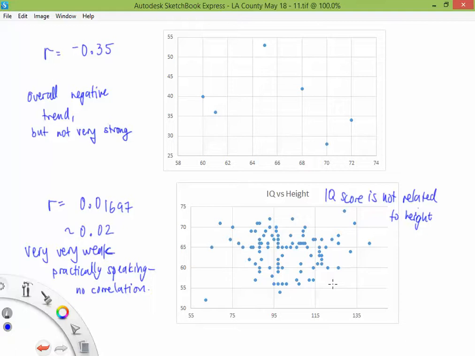And I mean, especially if you factor in professional athletes, almost all professional athletes are very tall.